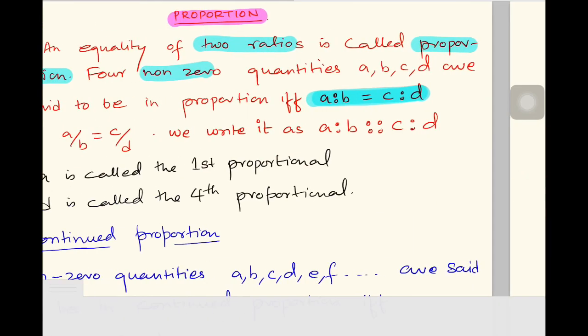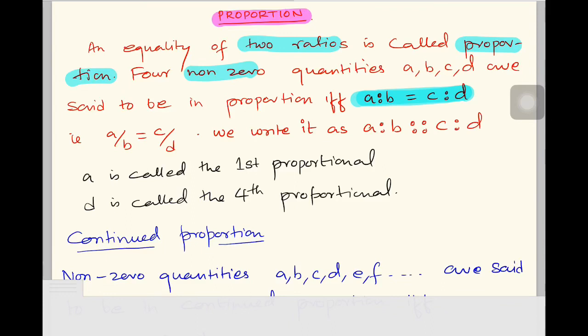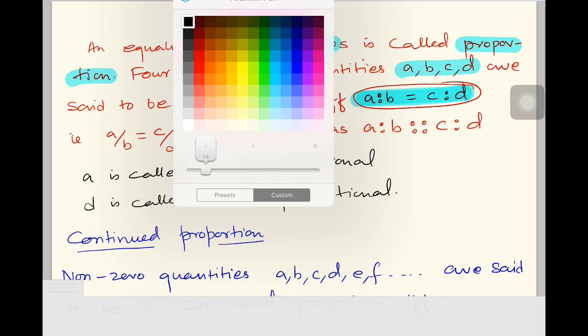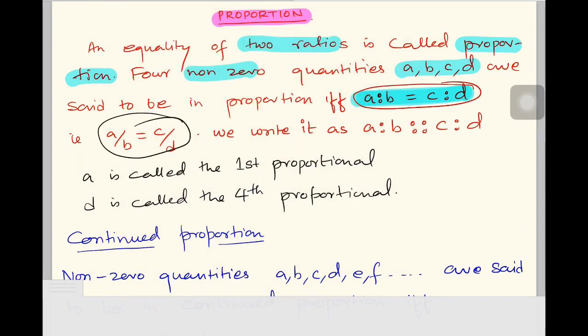Okay, so in the definition we have generalized it. We have said that A, B, C, D will be in proportion if they can be written in this format: A is to B equals C is to D. That can be better written as A by B equals C by D, because proportion ratio means you can divide.